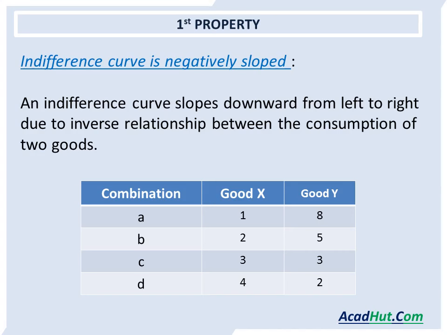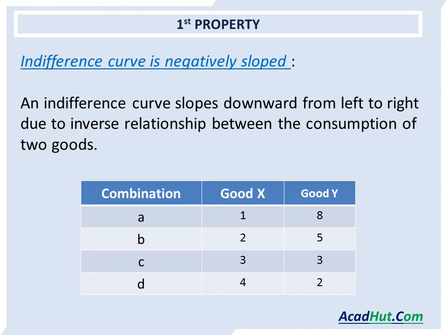Negatively means downward. An indifference curve slopes downward from left to right due to inverse relationship between the consumption of two goods. Kindly mention the word consumption specially because I see the consumption concept. Plus, whenever we ask why a curve is downward, the reason is always the inverse relationship between the things on x-axis and y-axis. I hope you take care of that.